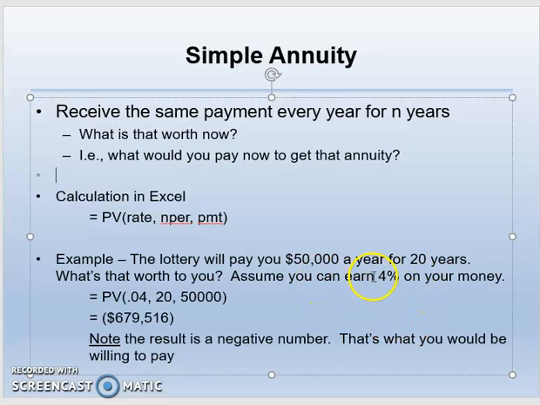So, what is it worth to you? And you need to assume some sort of rate of return that you can get. So we're going to use the present value function, put in the interest rate, 20 periods, $50,000, and notice it comes out as a negative number. It means you're willing to pay $679,000 to get this $50,000 a year for 20 years. This is what the cash value is in a lottery.